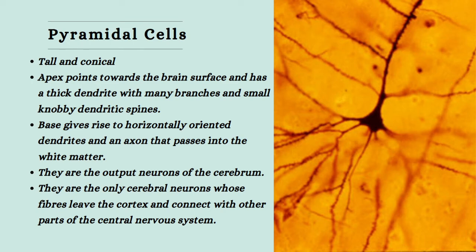The pyramidal cells are the output neurons of the cerebrum, and they are the only group of neurons which leave the cortex. The axons of the pyramidal cells leave the cerebral cortex and enter into the white matter, and these are the only group of neurons which connect with other parts of the brain and the central nervous system. So the pyramidal cells are the neurons which leave the cerebral cortex and connect the cerebral cortex with other parts of the brain and the central nervous system. That is why they have elongated axons.